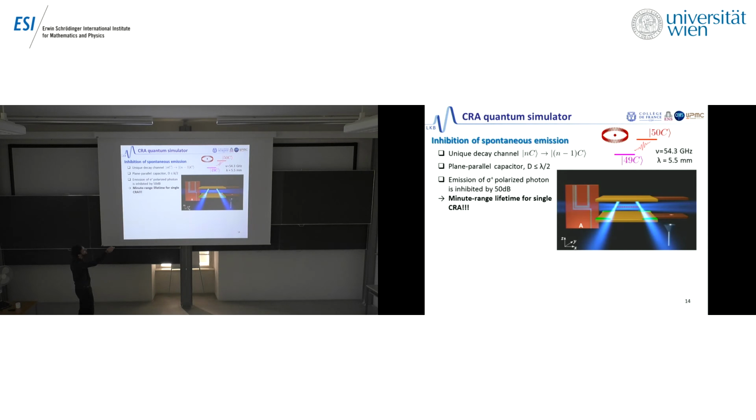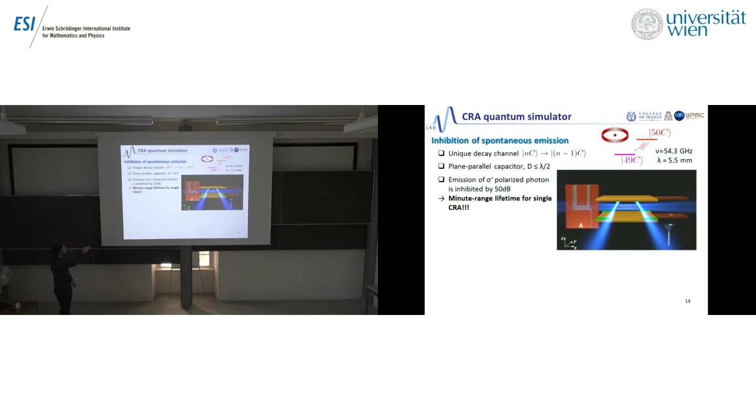Okay, so how does this work? Well, this state 50C can only decay by a microwave photon to the next circular state. And it turns out that the wavelength of this microwave photon is about 5 millimeters. Now, what you can do is put just two plane electrodes, so you make a capacitor, and if you tune the distance between these two electrodes such that it's smaller than half a wavelength of this microwave photon, you restrict the modes that the atom can decay to, and basically you completely inhibit the spontaneous emission of these atoms.